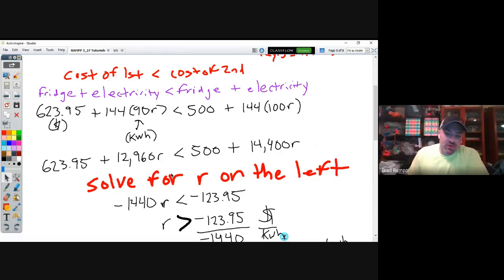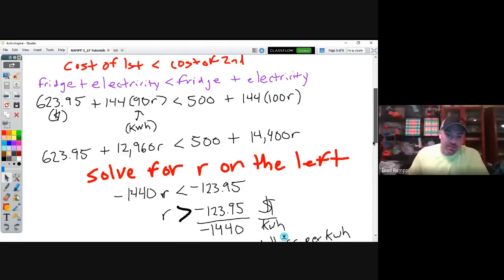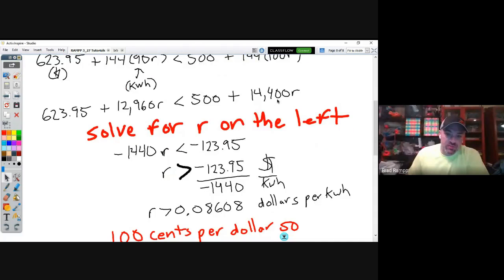Now, normally when I solve equations, it doesn't matter which side you move things to. I try to keep the variable positive, but with inequalities, it's almost always better to solve for the variable on the left side. So to make that happen, I'm going to solve for the variable first. I'm going to subtract 14,400 R from 12,960 R. I get negative 1440 R.